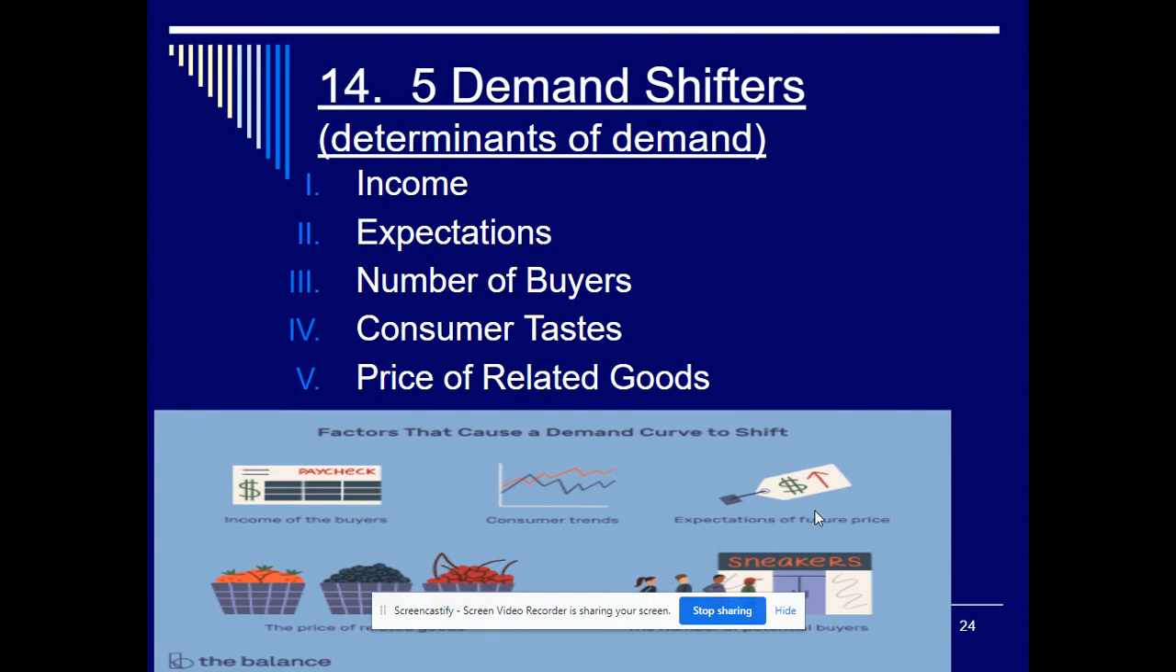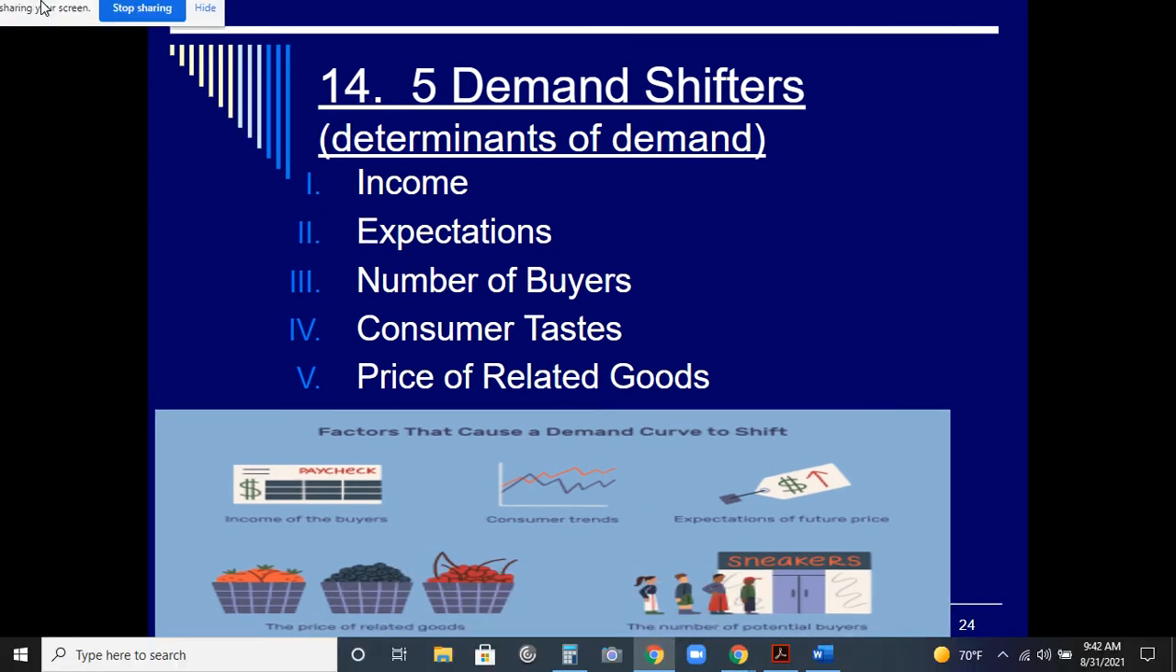Expectations of future price can affect your demand. If you think the price is going to go down in the future, your current demand will go down. If you think prices are going to go up in the future, your current demand will go up to avoid the price jump or benefit from the price drop. It'll affect when you want things.